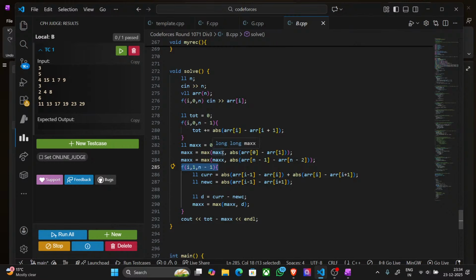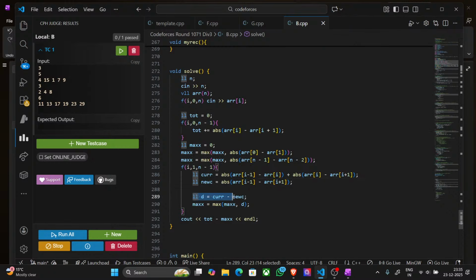Now I have iterated over all the possible indices, and then I have taken the current contribution of any particular index, which is the absolute difference of a[i minus 1] minus a[i] plus the absolute difference of a[i] minus a[i plus 1]. And what is the new contribution after deleting that particular element? It will be the absolute difference of a[i minus 1] minus a[i plus 1].